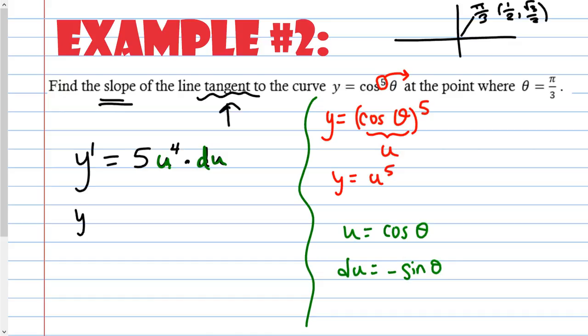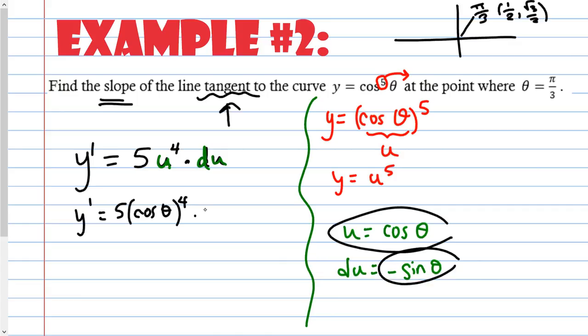So y prime is 5 times u. Let's see what was u. Cosine theta to the fourth times du, which is negative sine theta. The only thing I would do is I would rewrite negative 5, right? The negative, bring it to the front, and then cosine to the fourth power, and then sine theta. And there you go.